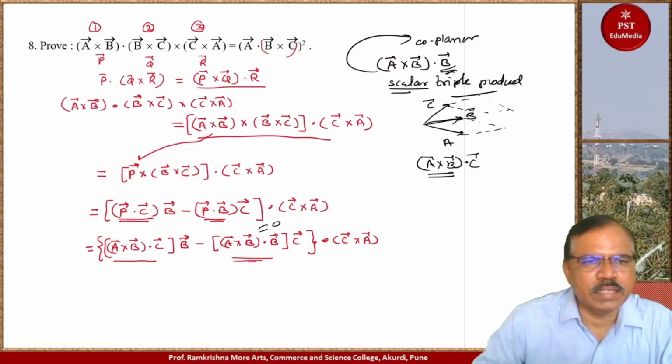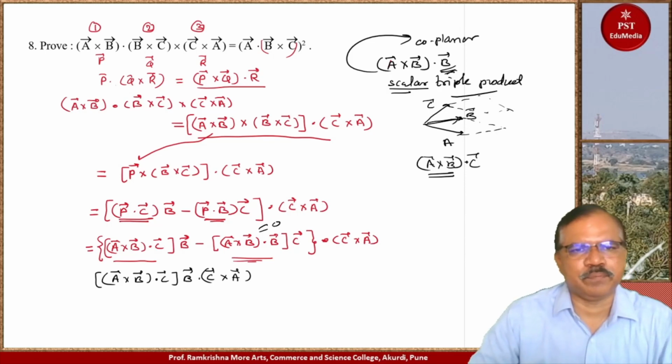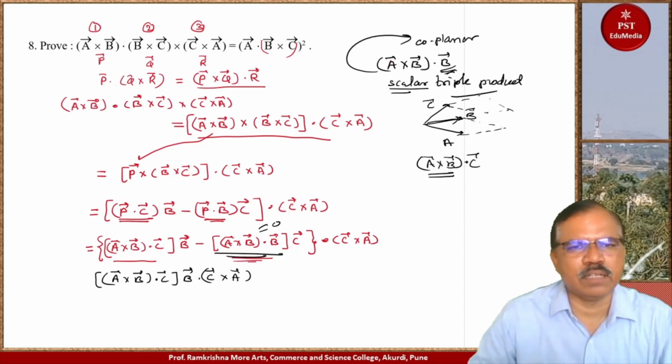So we get here A cross B dot C multiplied by B dot C cross A. This second term is 0. Now B dot C cross A, the whole is a scalar product.